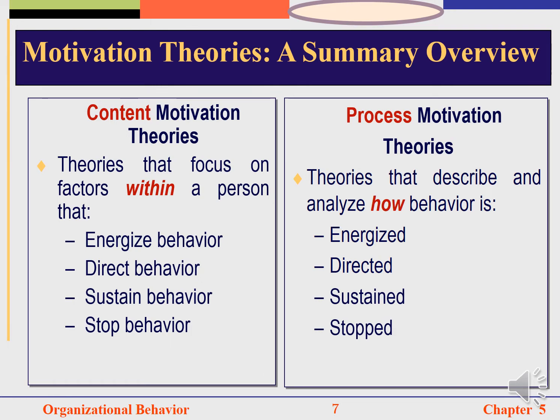The other group of theories is called the process theories of motivation. They say, okay, not necessarily does motivation come from within the individual. Sometimes it comes from outside factors. So these theories try to describe and analyze how the behavior is energized, directed, sustained, and stopped. The word how tells us it is a process. They will describe how the motivation started and continues until it ends. It takes time. The individual may go through different stages, different steps until he or she is motivated or demotivated. So we'll talk about these two groups of theories.